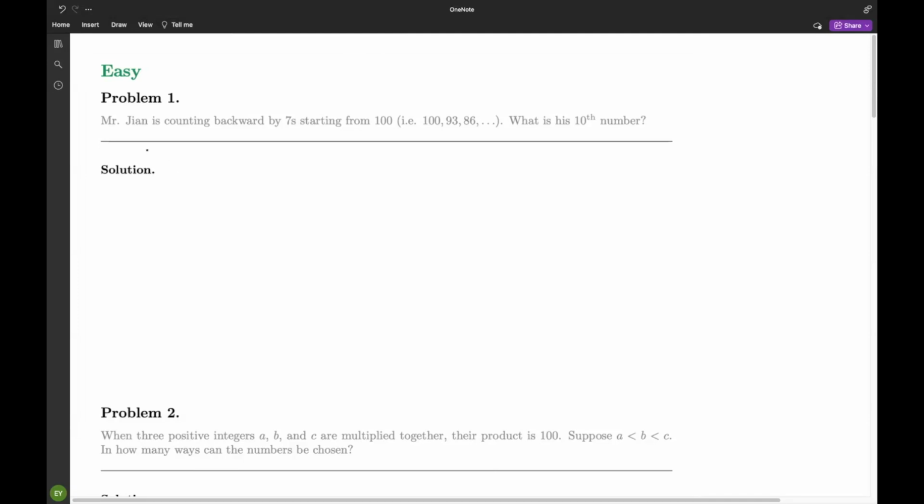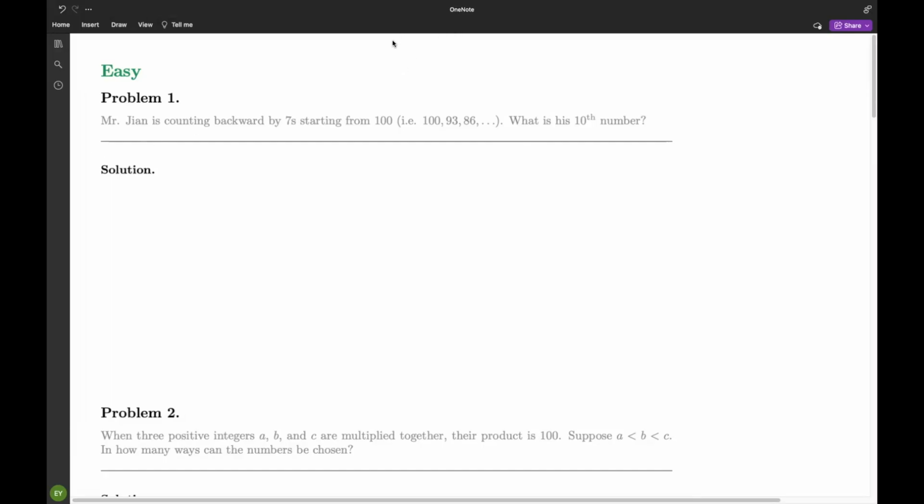So number one: Mr. Jian is counting backward by seven, starting from 100. That is 100, 93, 86, and so on. What is his 10th number?